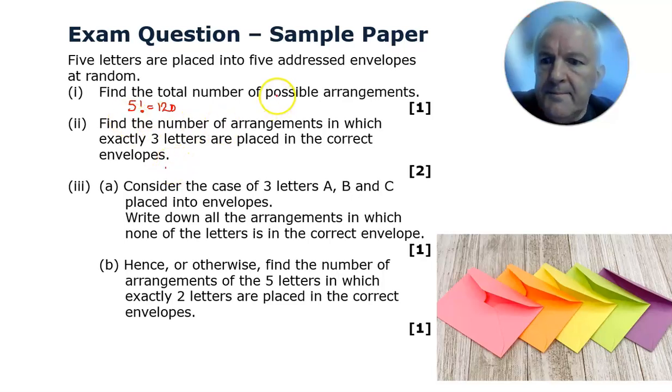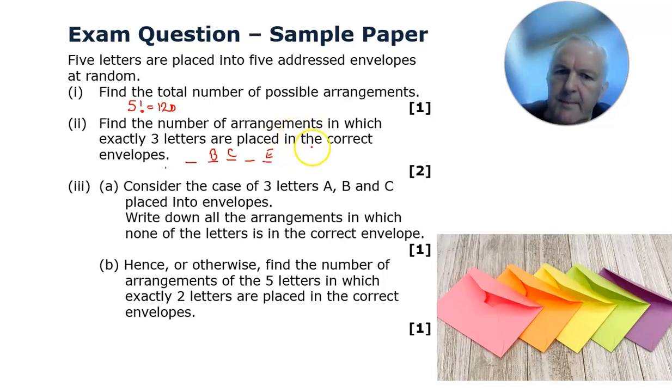And the next bit says, find the number of arrangements in which exactly 3 letters are placed in the correct envelopes. So I suppose we've got our 5 envelopes, and we've got exactly 3 of them in the right place. So it could be, for instance, B, C, and E. They are all in the right place, but the other 2 are in the wrong place. So what do we have to do here? I suppose the obvious thing is, we could choose 5C3. We can choose which 3 letters are going to be in. It's not necessarily B, C, and E. So 5C3 I need to do. That's equal to 10.